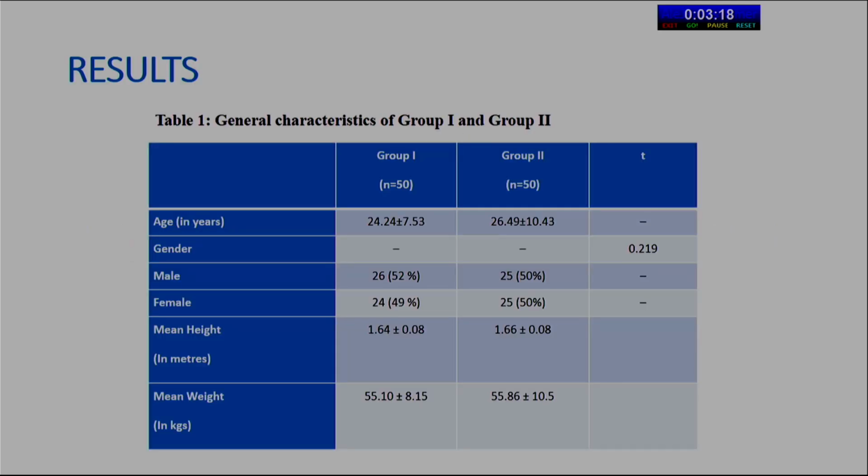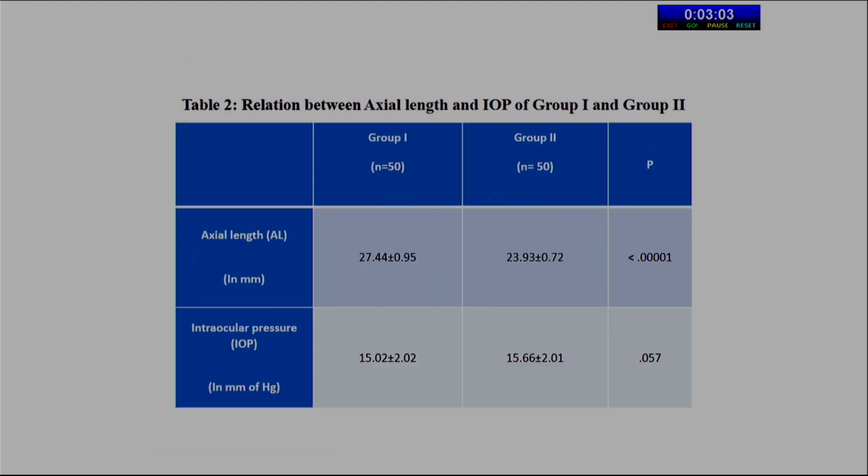Results. Both the groups were well cross-matched in terms of age and gender, with the mean age being 24.24 years in group 1 and 26.49 in group 2. We also looked at the relationship between the axial length and IOP of group 1 and group 2. The group 1 axial length was 27.44 and in group 2 it was 23.93. The intraocular pressures of both the groups showed no significance.